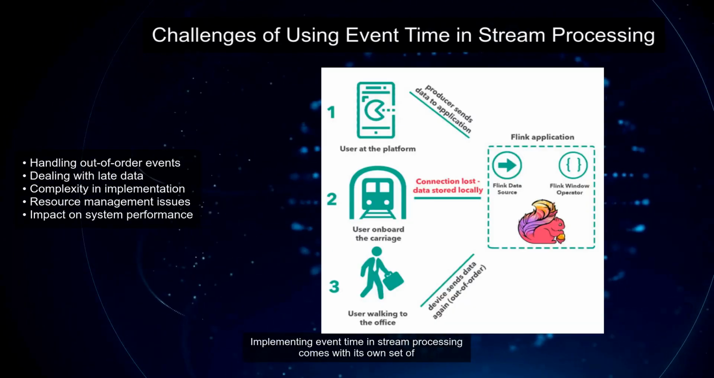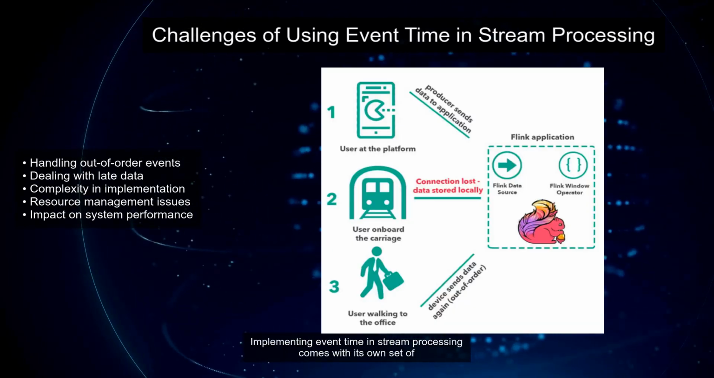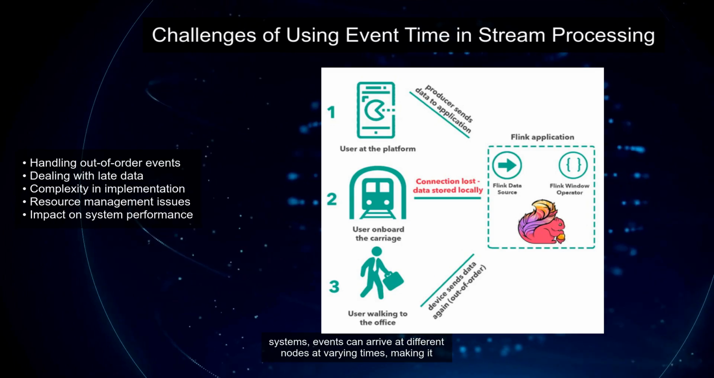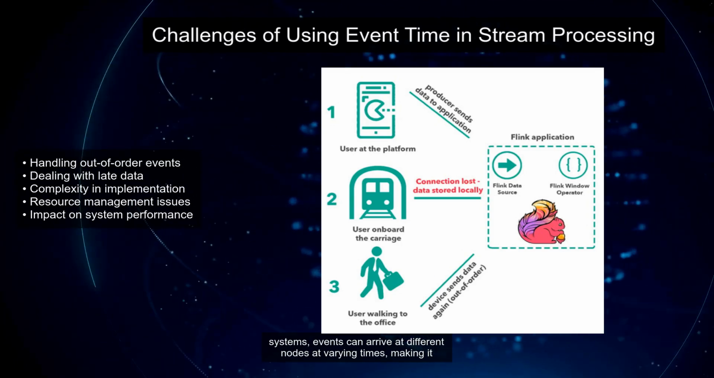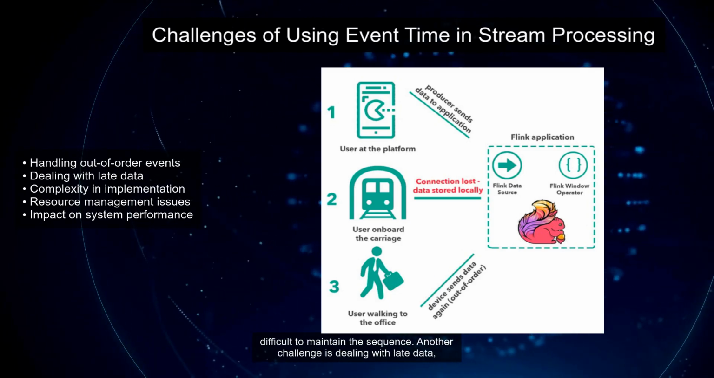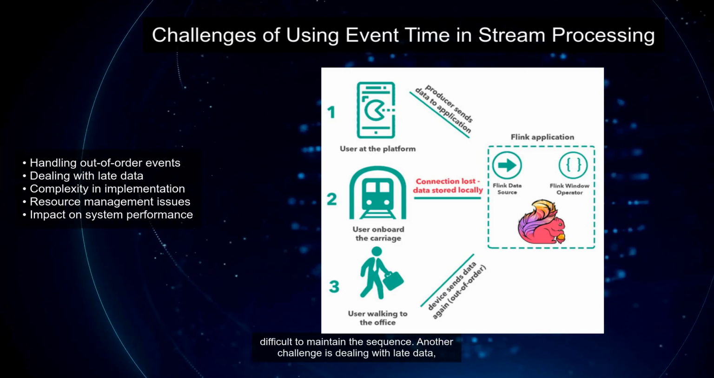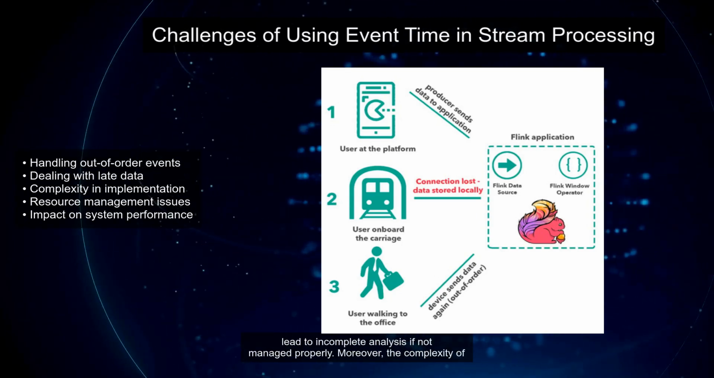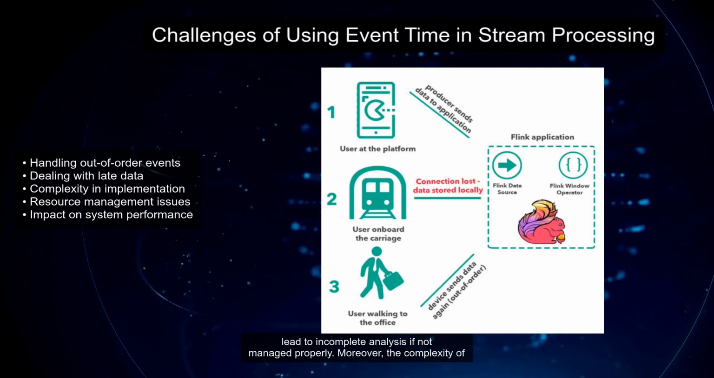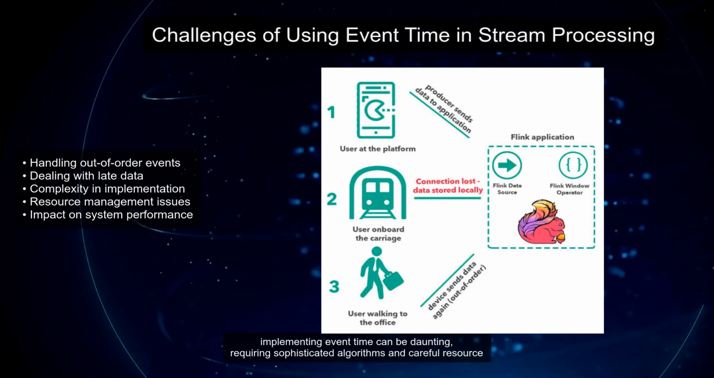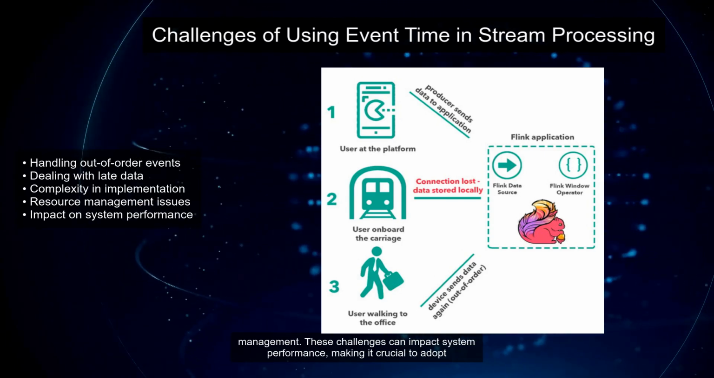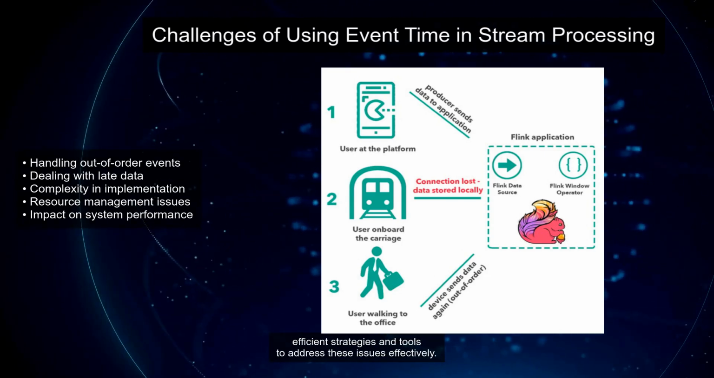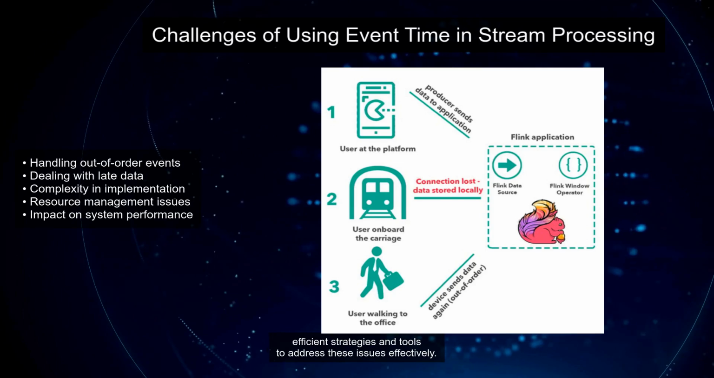Implementing event time in stream processing comes with its own set of challenges. One of the primary issues is handling out-of-order events. In distributed systems, events can arrive at different nodes at varying times, making it difficult to maintain the sequence. Another challenge is dealing with late data, which can occur due to network latency or system delays. This can lead to incomplete analysis if not managed properly. Moreover, the complexity of implementing event time can be daunting, requiring sophisticated algorithms and careful resource management.